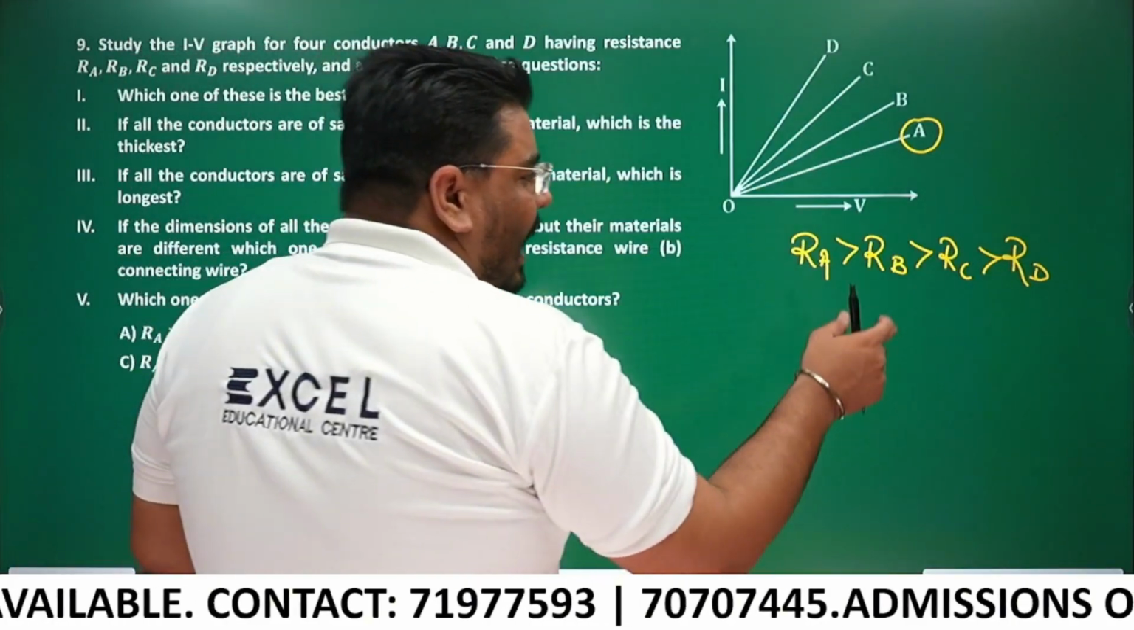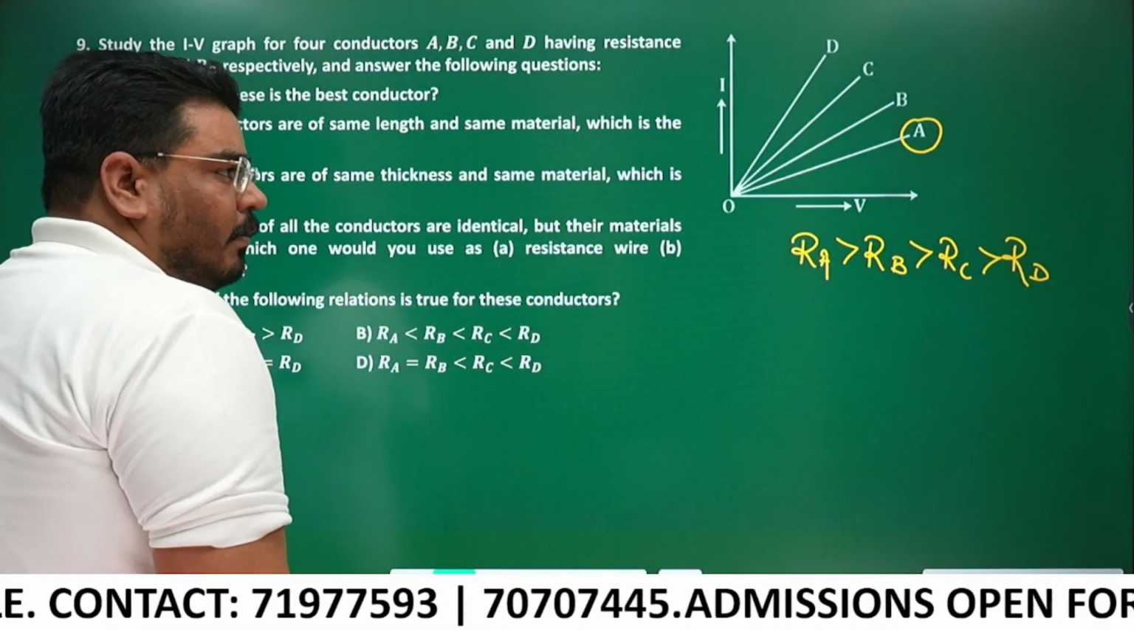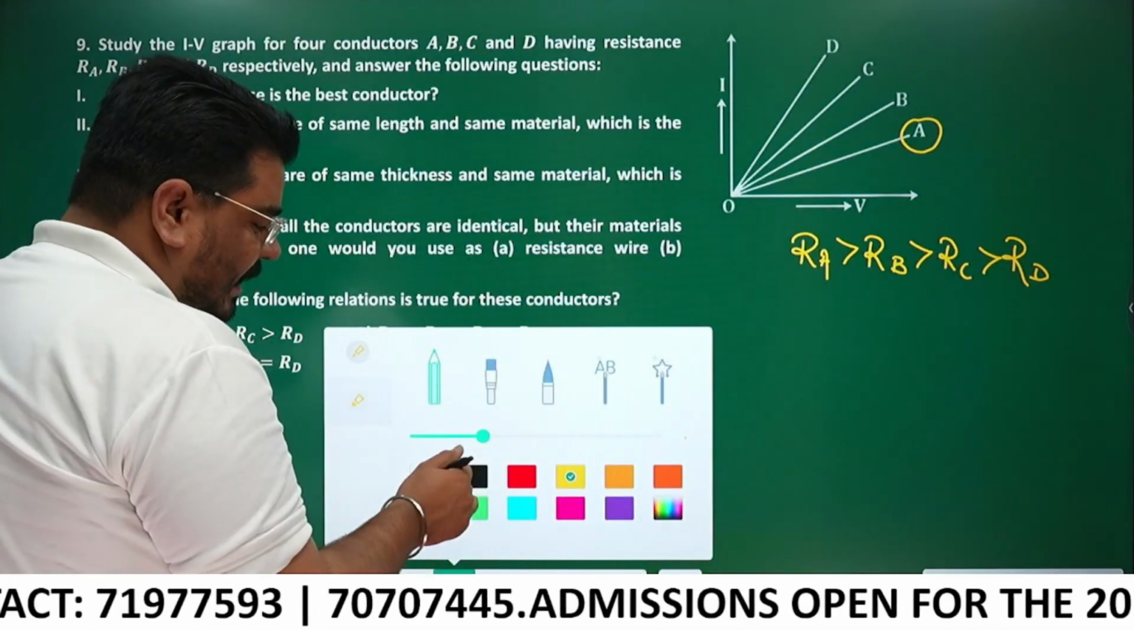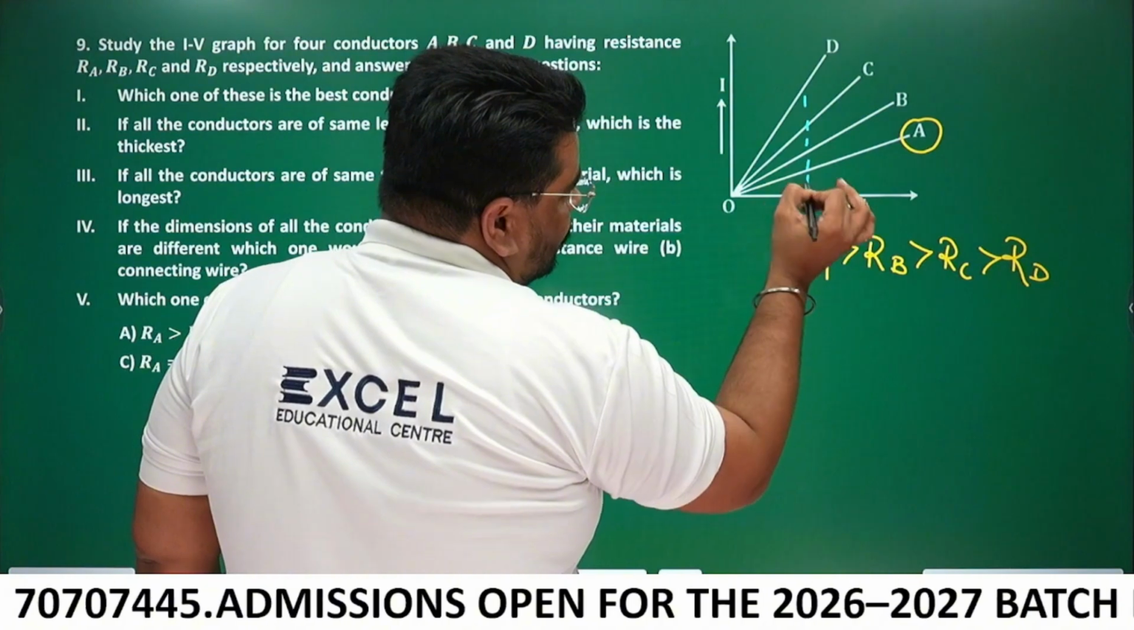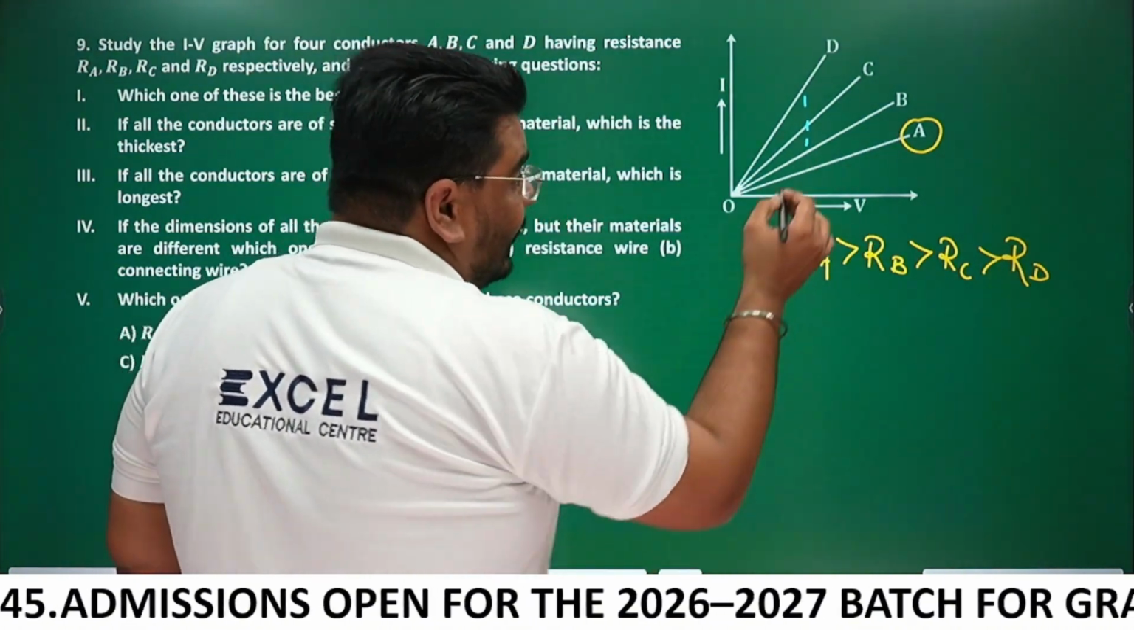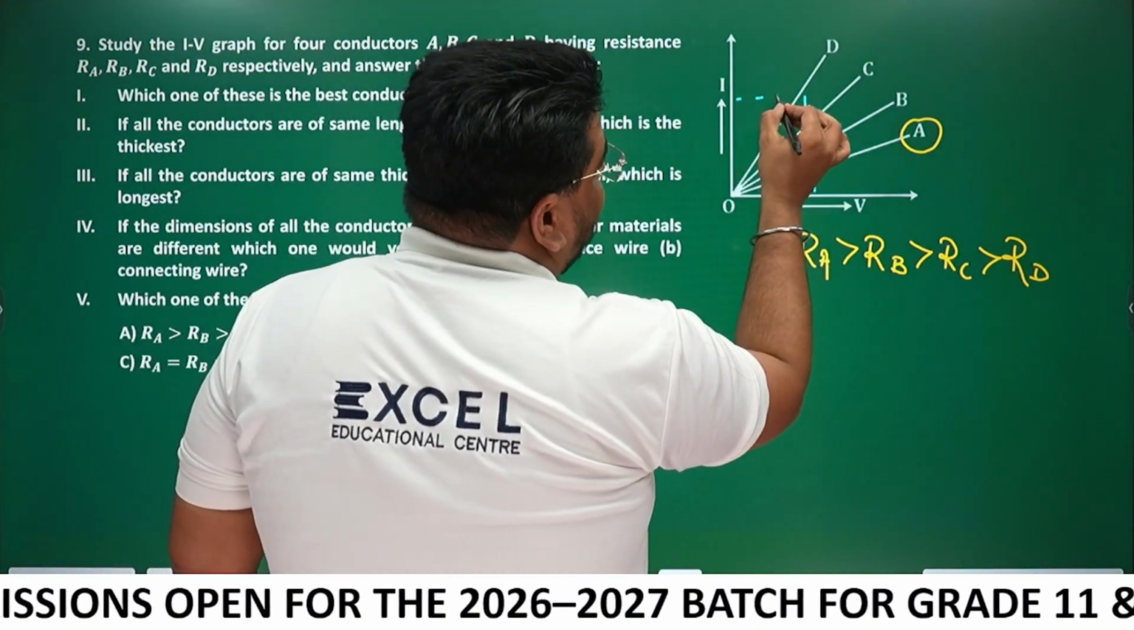Remember this. At a certain particular voltage, how do you justify that? I can justify that, at a particular voltage, I see that they have different currents.